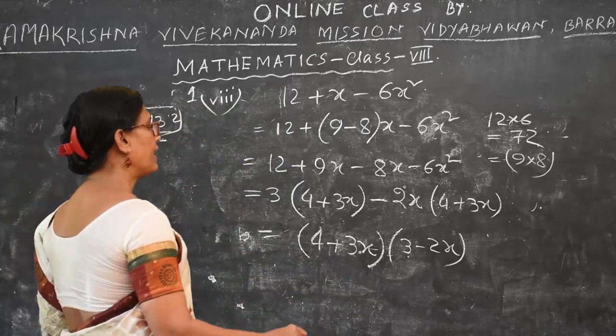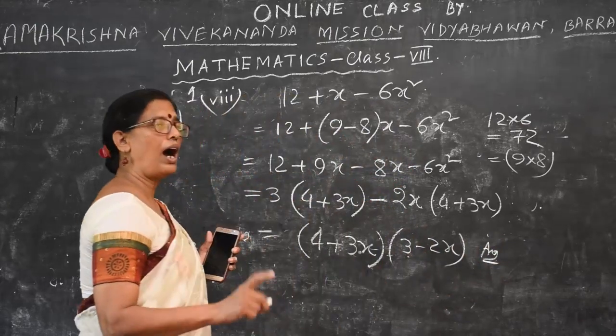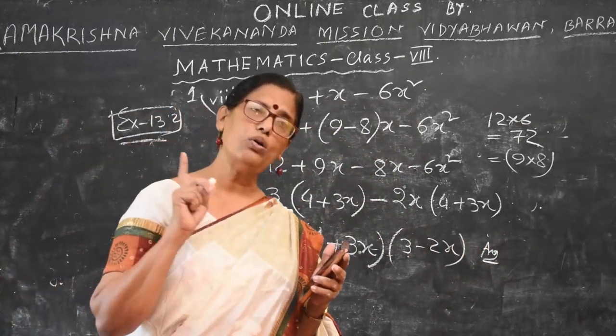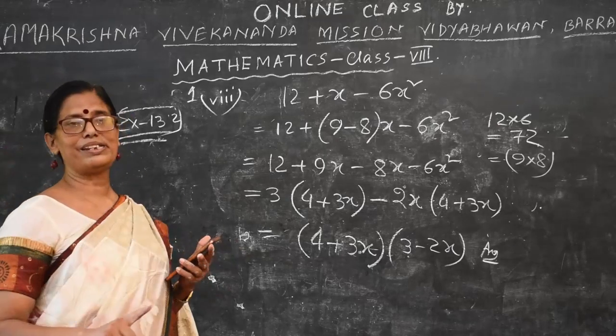Now, what is the difference between the first one and the second one? In the first one we start with x square without coefficient. In the second one, we start with the integer.